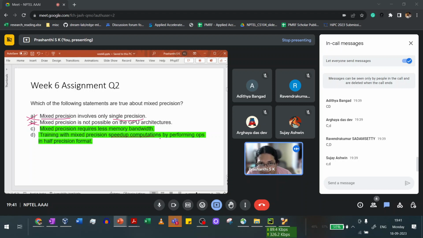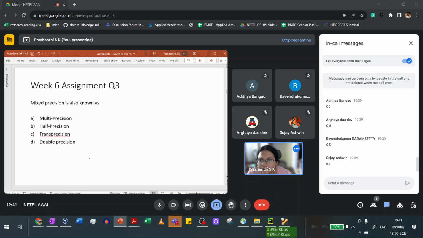Requires less memory bandwidth, yes, because your overall data that you need to transfer becomes lesser, and it speeds up computations, yes, because you're doing half precision, right? So both of these are true. Mixed precision is also known as multi-precision, half precision, trans-precision, double precision.